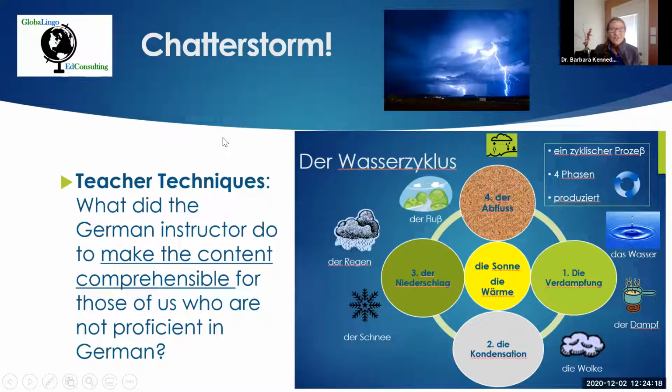So what we're going to do first is let you ponder for a moment and think about the teacher techniques. I've put here on the slide that basic graphic organizer that I had up. Think about the teacher techniques that I, as the German instructor, used to make this content comprehensible for you. So think mostly about what was provided for you. What did I do as a teacher that was helpful, both visually, but also anything else I did, and enter that into the chat. We'll let those go through. I know Liz is going to help me with the chat a little bit.